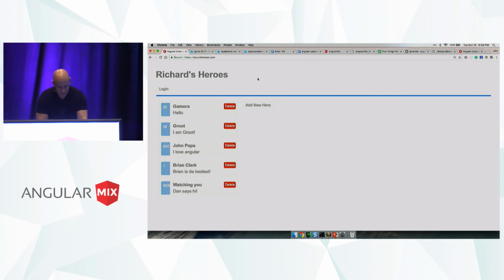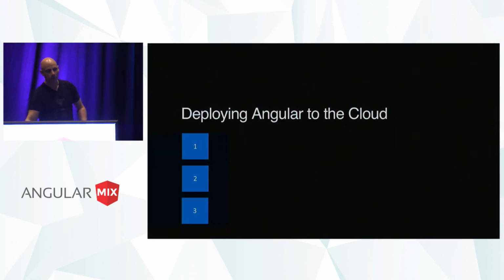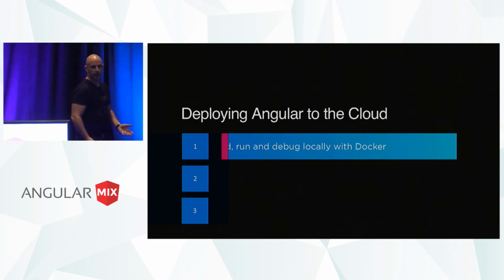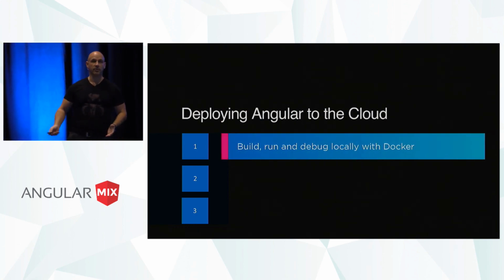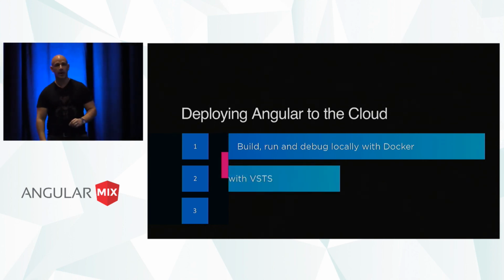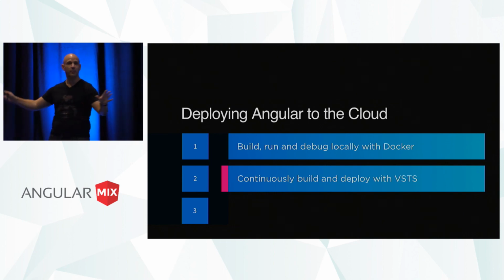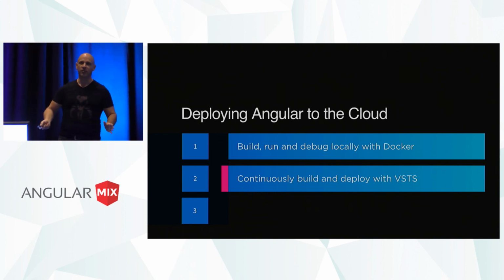All right, so what did we do here? We deployed Angular to the cloud. Everybody here can do this. We're building and running locally and debugging it with Docker. Everybody can do that here. We just showed that. This app is something you can grab too and do the same steps. Just can't use my keys. Continuously building and deploying with VSTS. Not so hard to do.